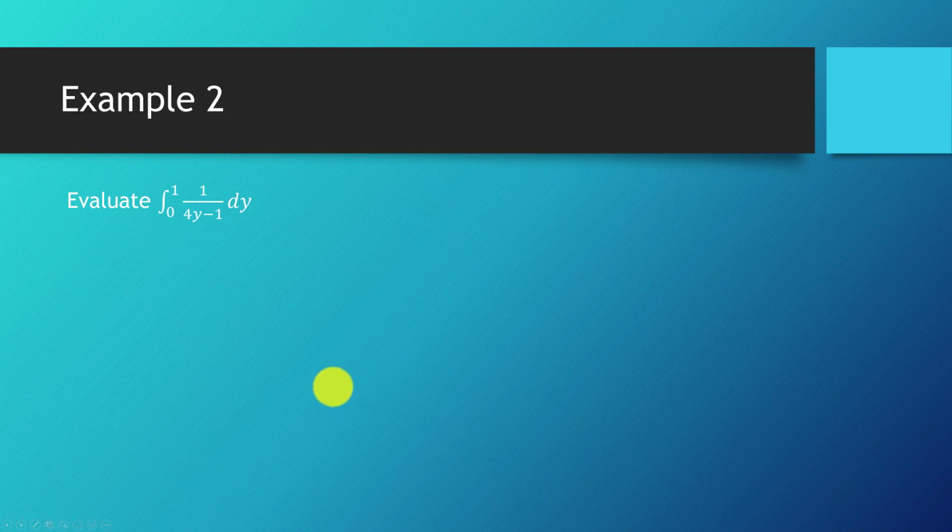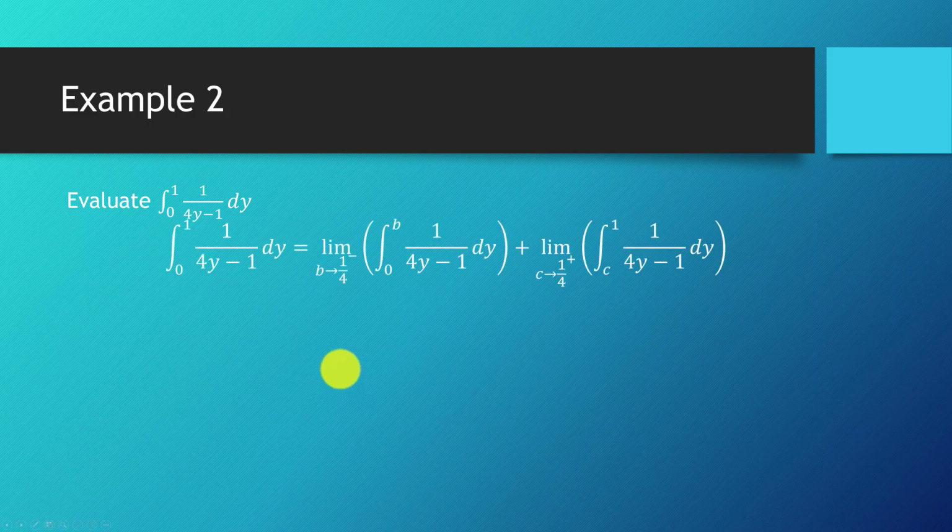Cool. Number 2, integral from 0 to 1 of 1 over 4y minus 1 dy. So this is easier to integrate, but we have to be a little bit careful because there is a discontinuity between 0 and 1. If y equals 1/4, then we get 1 over 0, which is no good. So we're going to rewrite it as the limit b approaches 1/4 from the left, from 0 to b, so it's like the first half of our integral, plus the limit as c approaches 1/4 from the right, going from c to 1.